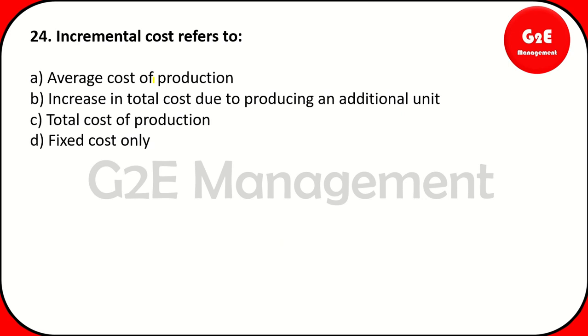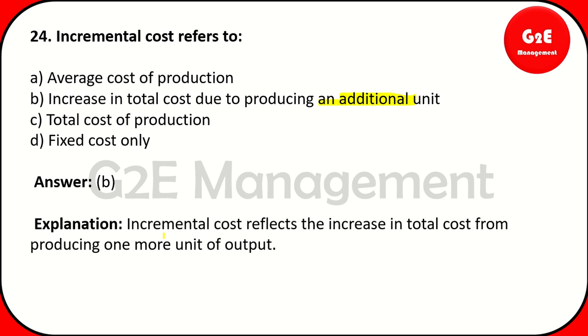And for the next one, incremental cost refers to, incremental in a sense what? That is additional. The same way earlier opportunity cost in a sense is alternative, incremental in a sense is additional. The options are: average cost of production, increasing the total cost due to producing an additional unit, the total cost of production, and fixed cost only. I already told you from here, additional. So the answer is increasing total cost due to producing an additional unit. So incremental cost reflects the increase in total cost from producing one more unit of output.